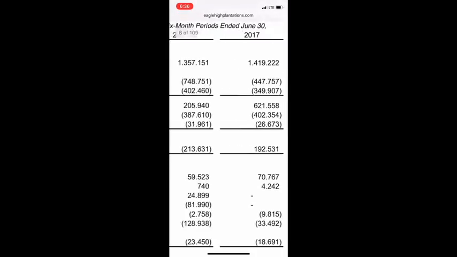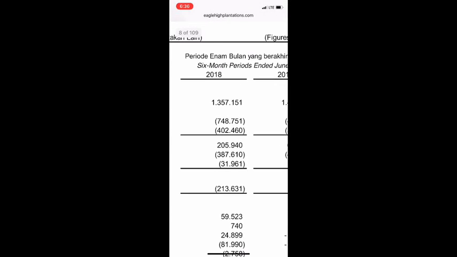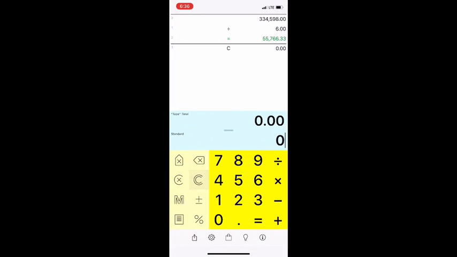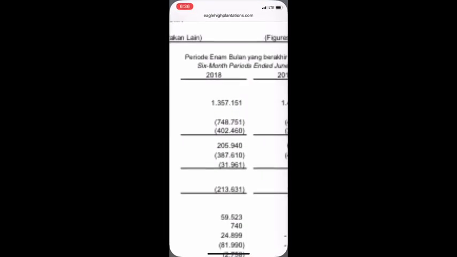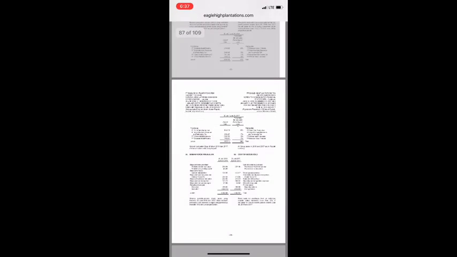And then if we go to the cash flow statement, we can get the total interest to calculate our free cash flow. That's 387,610. Divide that by 6, we get 64.6 billion. So that's the cash flow interest per month.